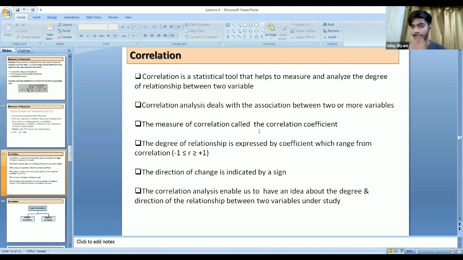Yes, ma'am. Okay. So this is the correlation between two variables. When you want to see the relation between two variables, that term we are using, correlation, and this correlation lies between -1 to 1. The direction of change is indicated by sign. We will see in the example how the correlation is calculated and what the minus and plus signs mean. The correlation analysis enables us to have an idea about the degree and the direction of relationship between the two variables under study.